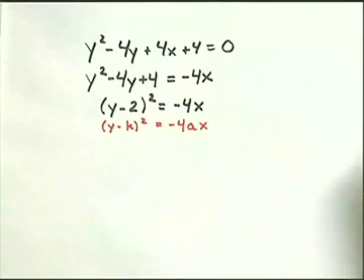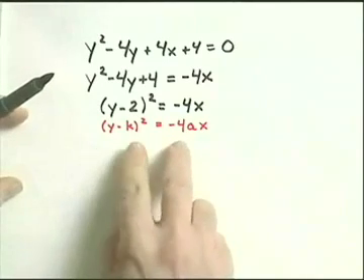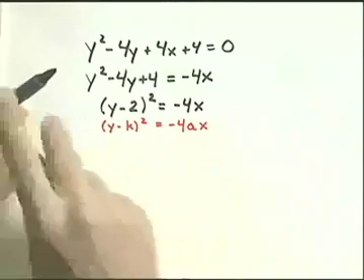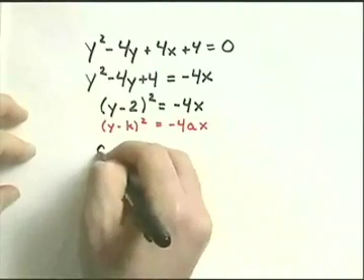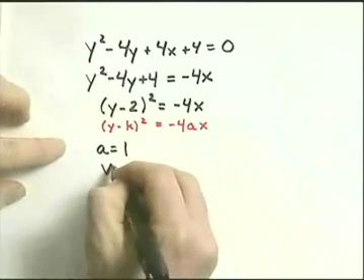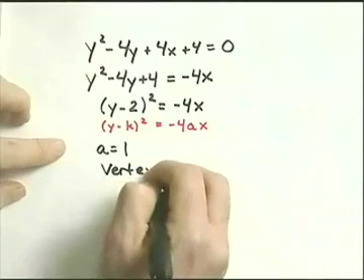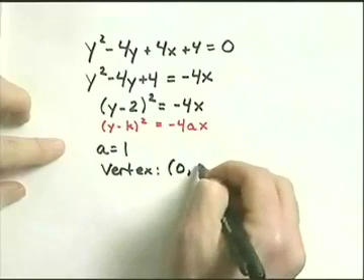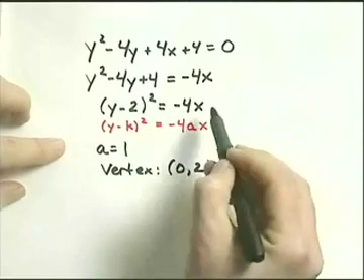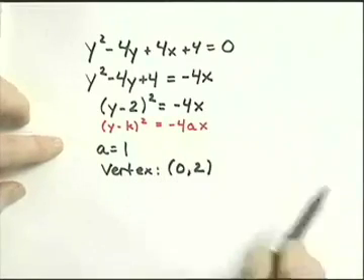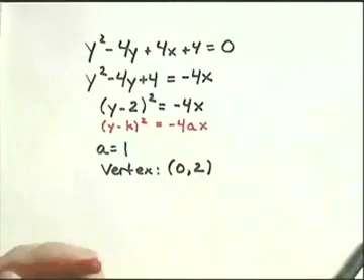So we have a parabola that's going to open to the left. We should also notice that the value of a is equal to 1. So the vertex of the parabola is located at the point 0, 2. It's located at the point h, k, which is 0, 2.